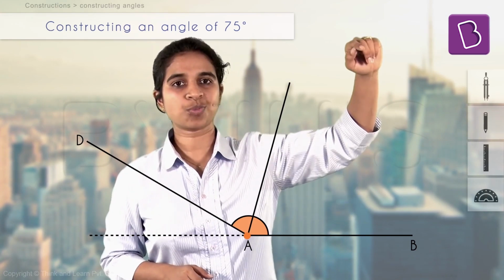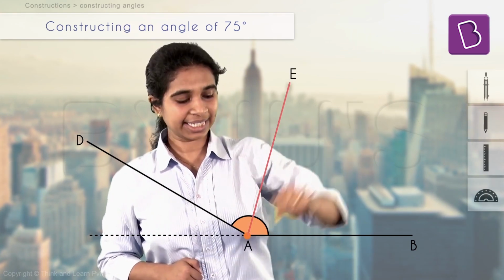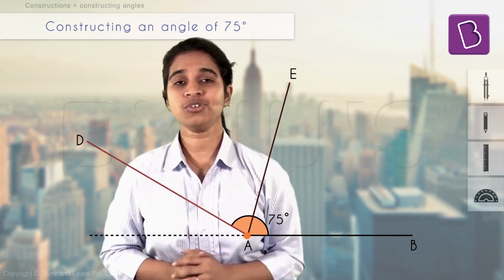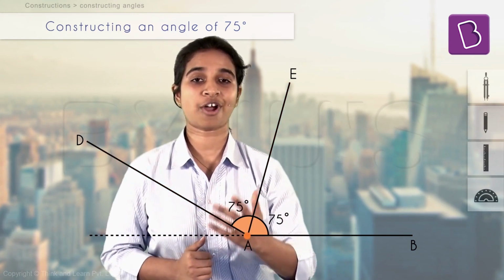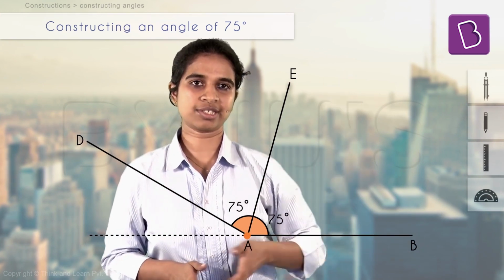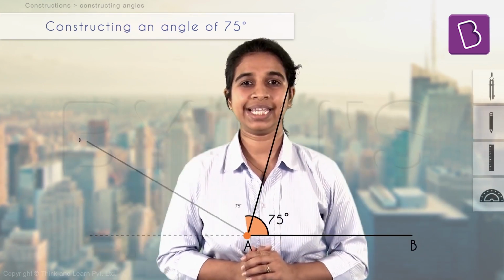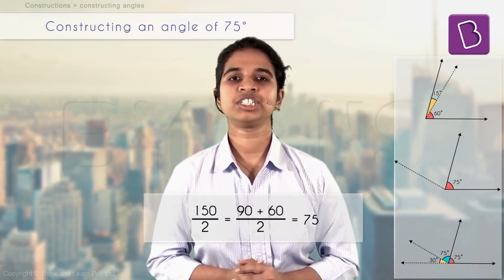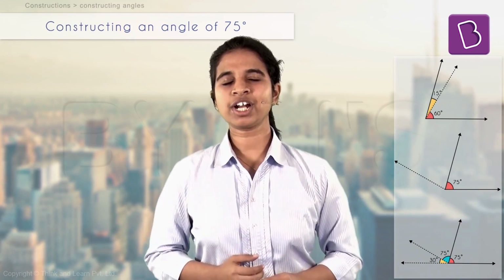So if we call this point E, angle EAB is 75 degrees. Angle EAD is also 75 degrees, correct? But we had to draw an angle of 75 on AB. So this is the angle we are concerned with. EAB is 75 degrees, right? So we used 90 plus 60 by 2 to construct an angle of 75 degrees. Not difficult to imagine now.